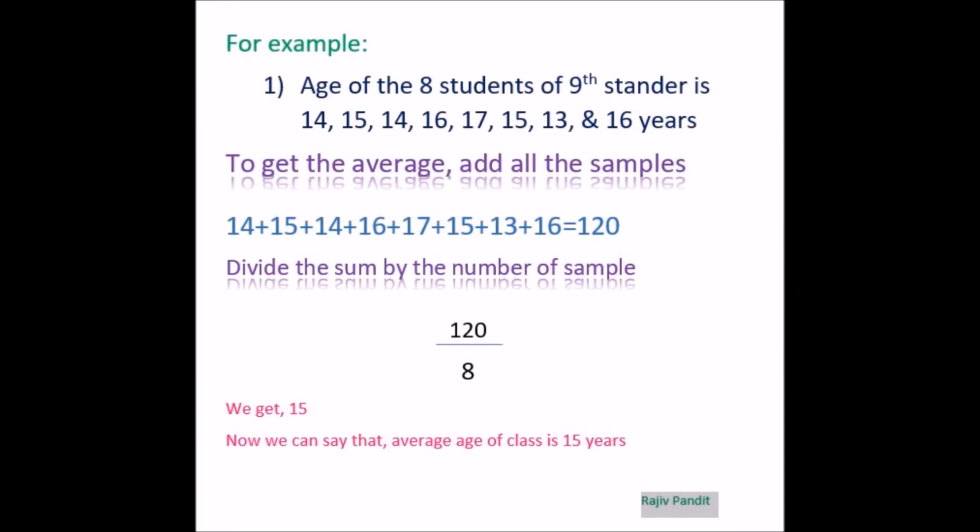For example, the ages of 8 students of ninth standard are these. To get the average, add all the samples and divide the sum by the number of samples. We get 15. Now we can say the average age of the class is 15 years.